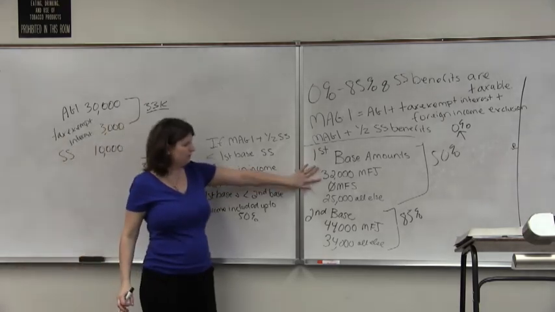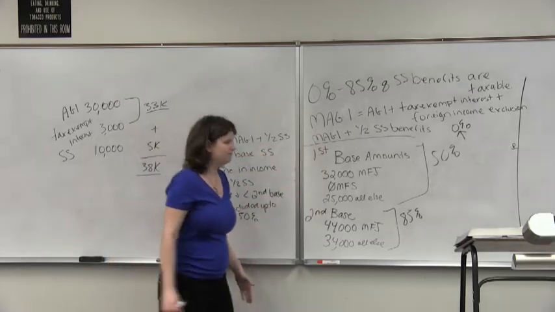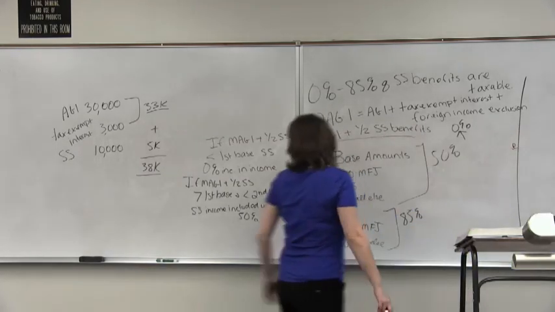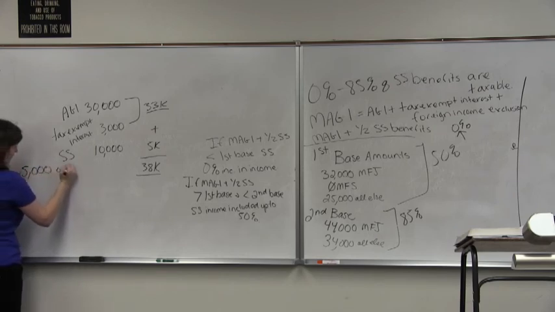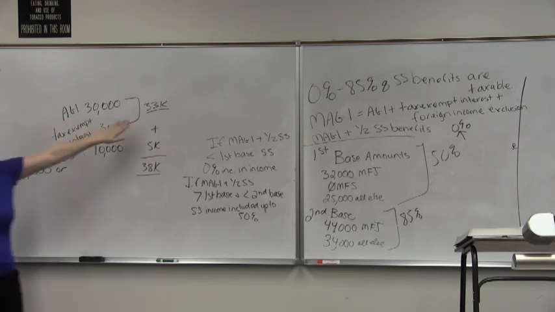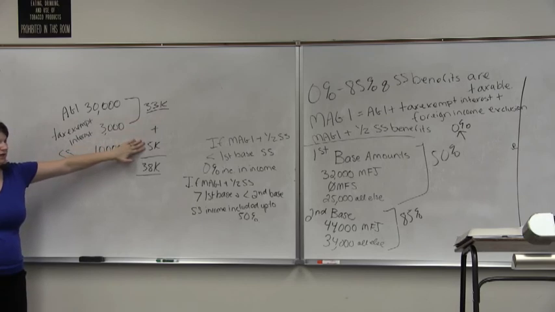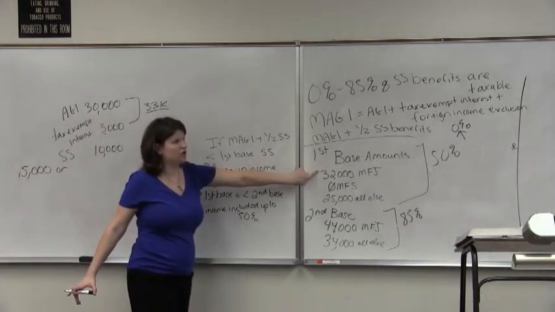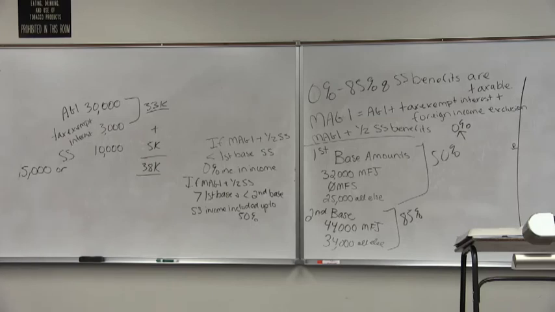38 is greater than 32, but less than 44. So we're going to use this formula to calculate. We use the lesser of half of their Social Security benefits, which is $5,000, or 0.5 times their modified adjusted gross income, which is 33, plus half of their Social Security benefits, which is 5, minus the base amount, which is 32, which equals $3,000. So with these taxpayers, $3,000 of their Social Security benefits are included in income.